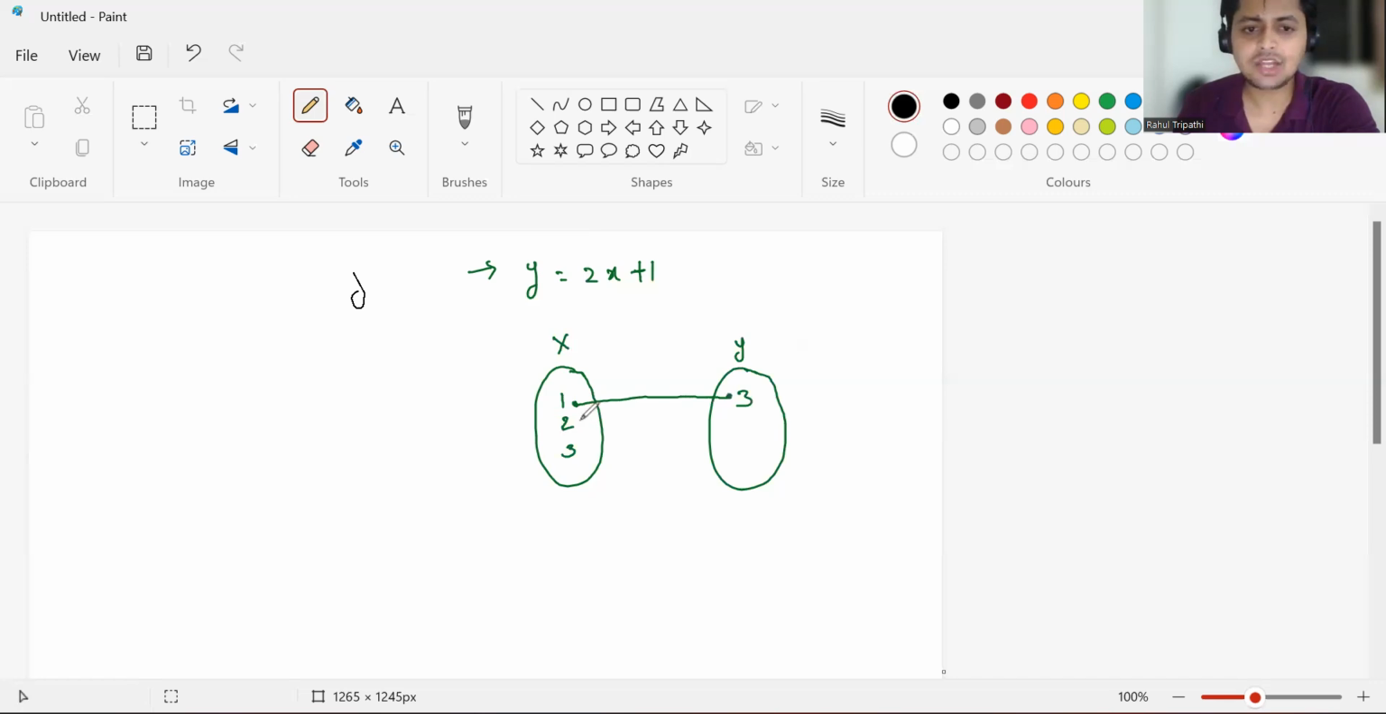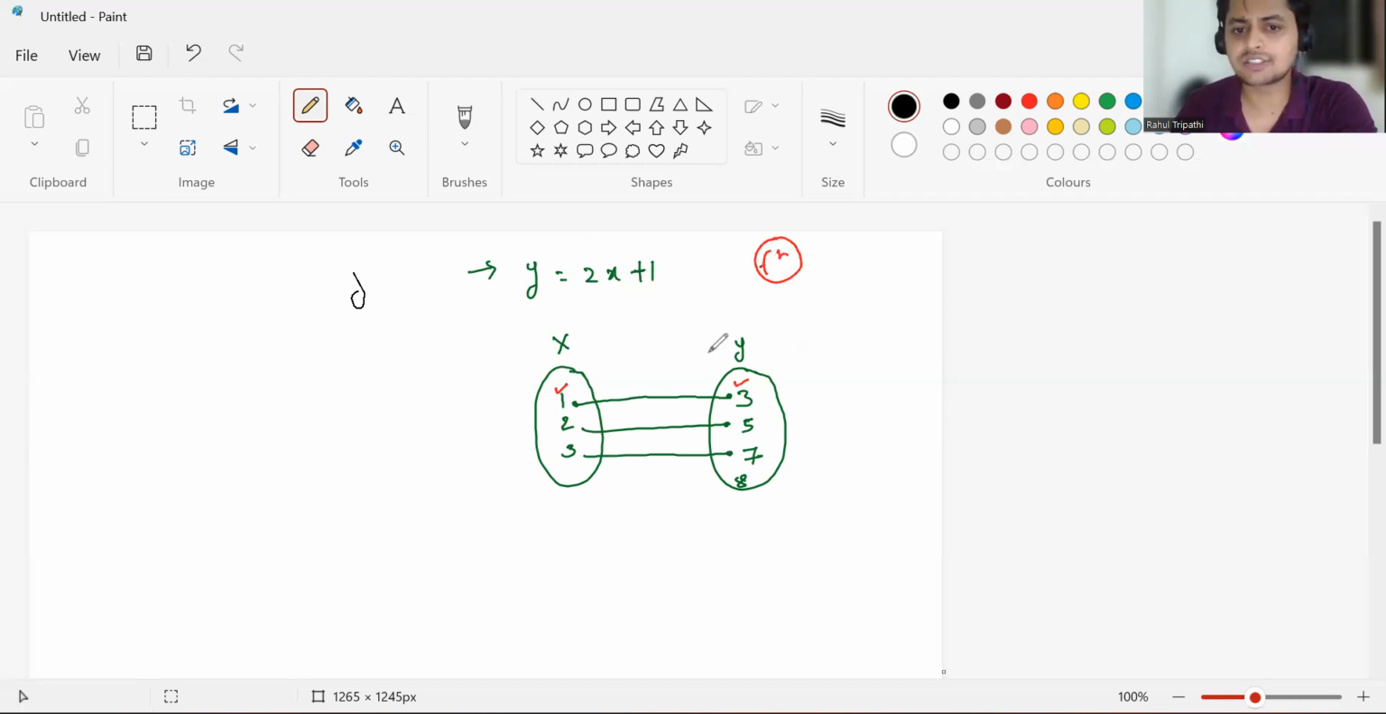Similarly, if you are passing 2, you will get another output, 5. If you're passing 3, you'll get 7. Let's suppose there is another one, 8. Just to explain other things, I'm writing an extra value here. So here you got it: for each input there will be one output. So this is an example of a function.